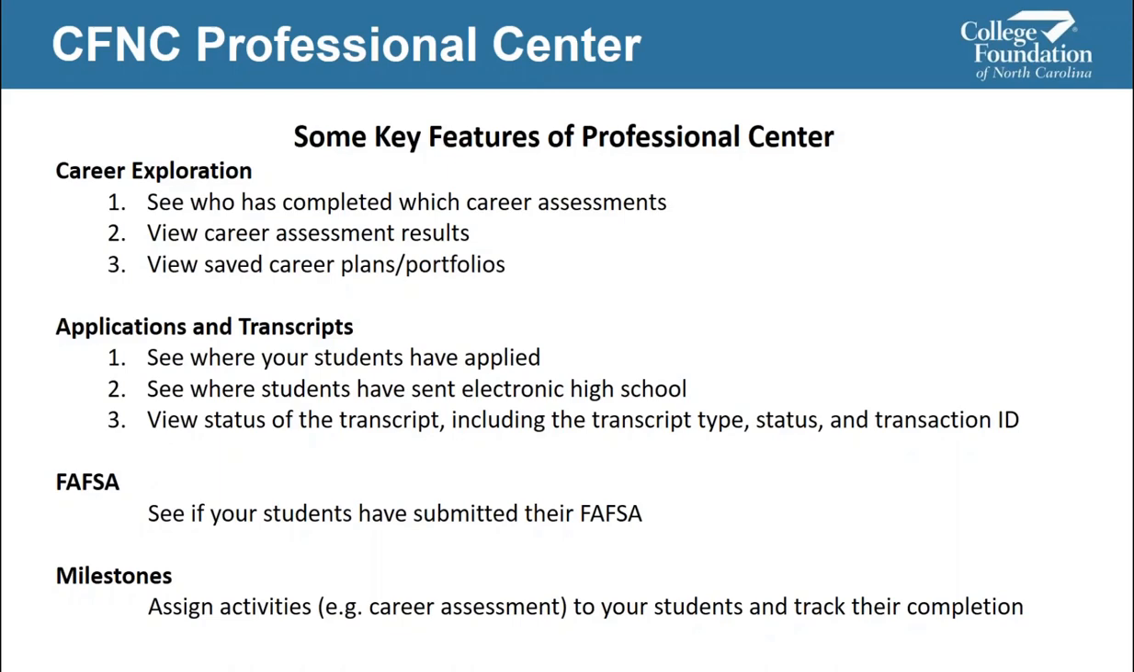For those of you working with students on applications and high school transcripts, you can see where your students have applied. The easiest way is for them to apply through CFNC.org. That way it's automatic. They can self-report an application. So let's say they're applying to an out-of-state institution, University of Virginia. They can self-report that they have applied there, and that would show up in your professional center as well.